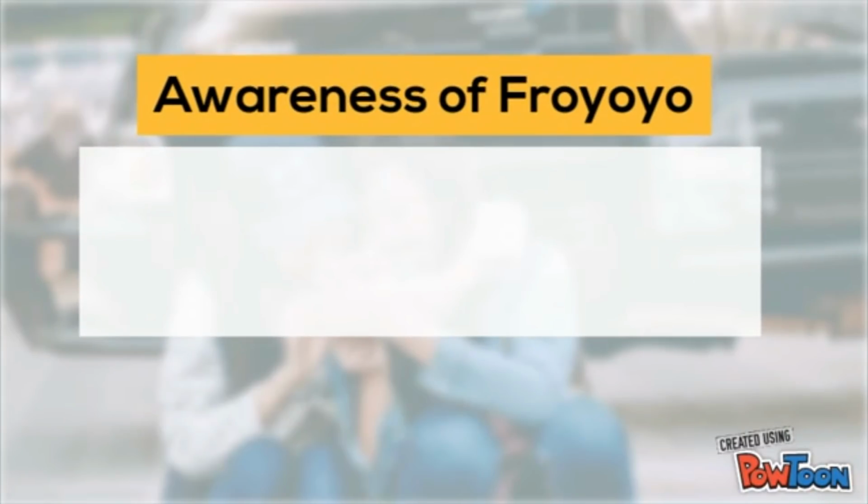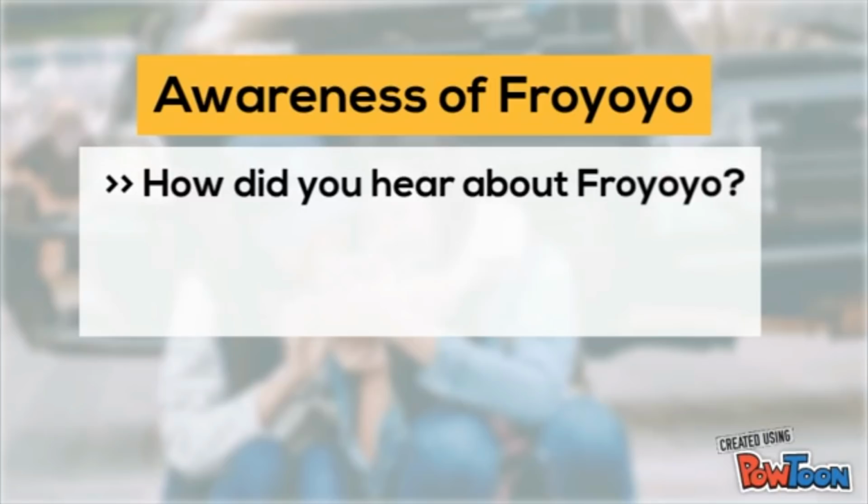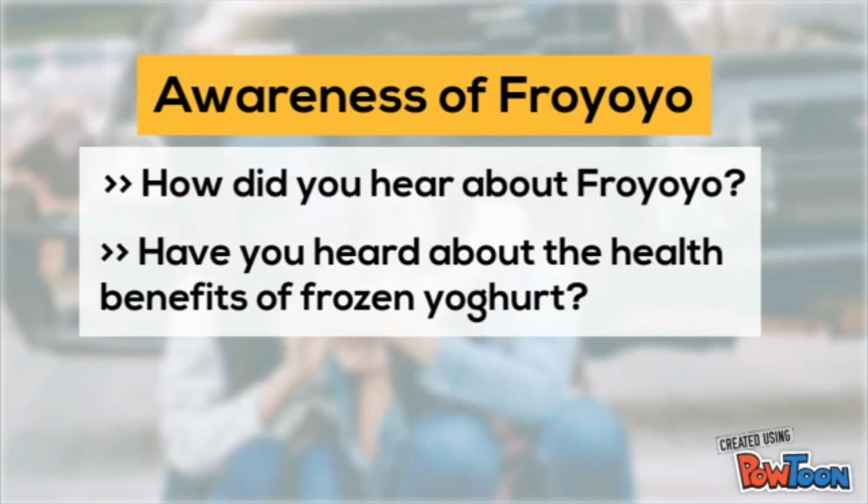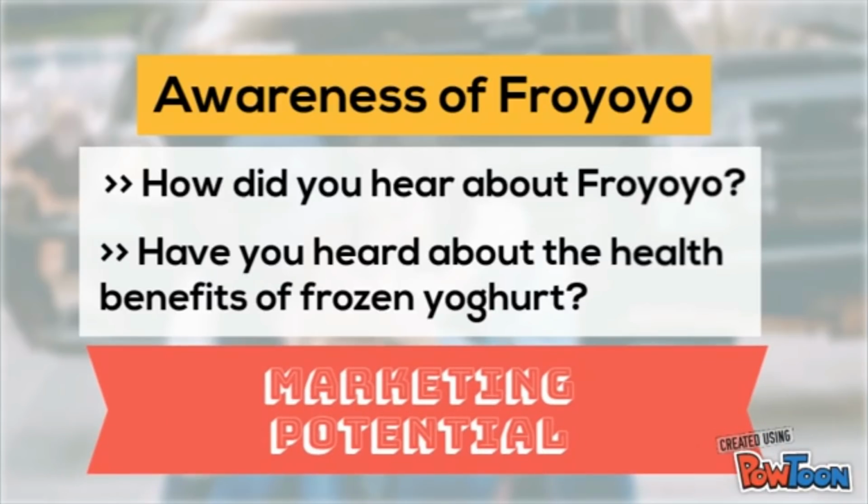In your survey under the scope area, awareness of Froyoyo, you may find out how people heard about Froyoyo and whether they have heard about the health benefits of frozen yogurt. This scope area is necessary because it will evaluate how much Froyoyo's target customers know about the brand and what Froyoyo stands for. The company can better decide the marketing potential of Froyoyo.